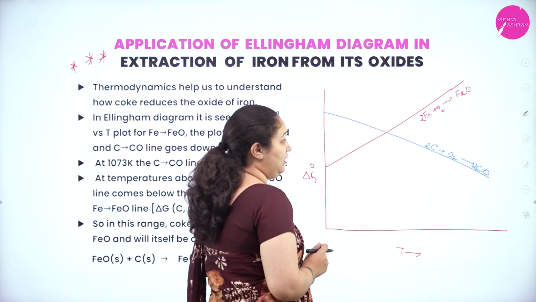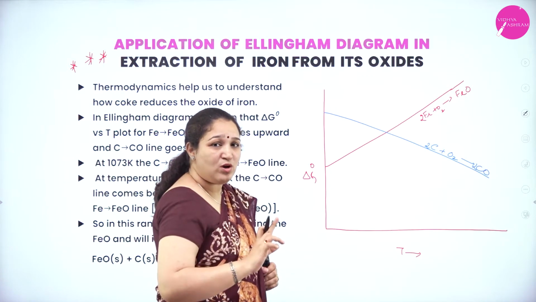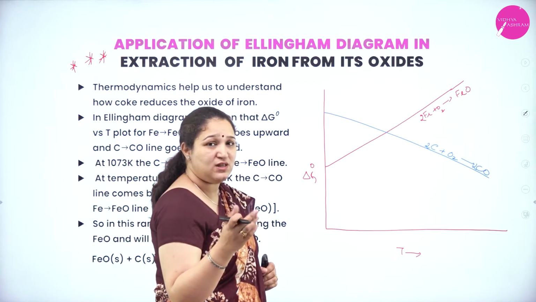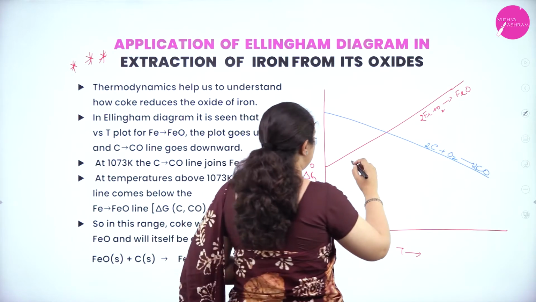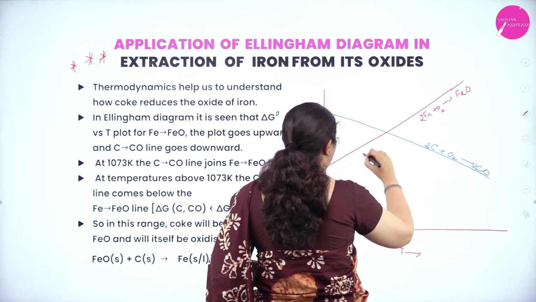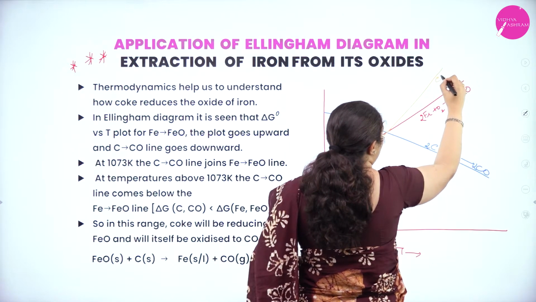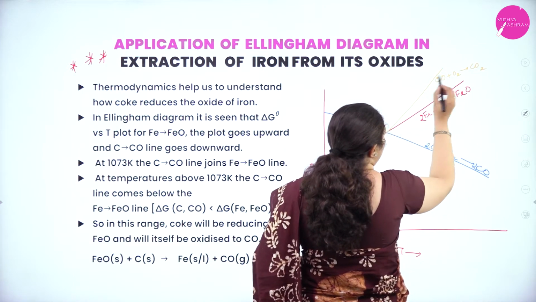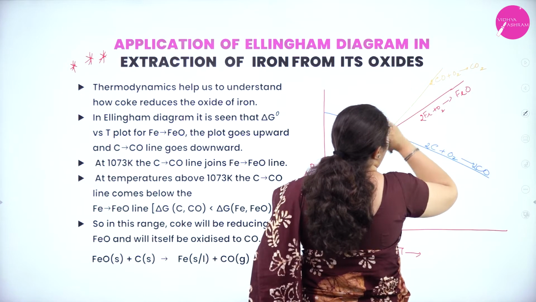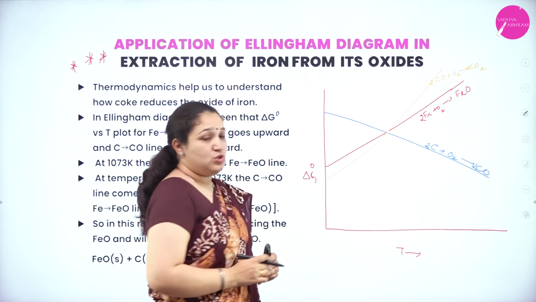Okay, there is one more line where carbon monoxide plus oxygen is giving carbon dioxide. Okay, so that line comes like this. This is for carbon monoxide plus oxygen giving carbon dioxide. So to balance this, I need this. Okay, so what is it?